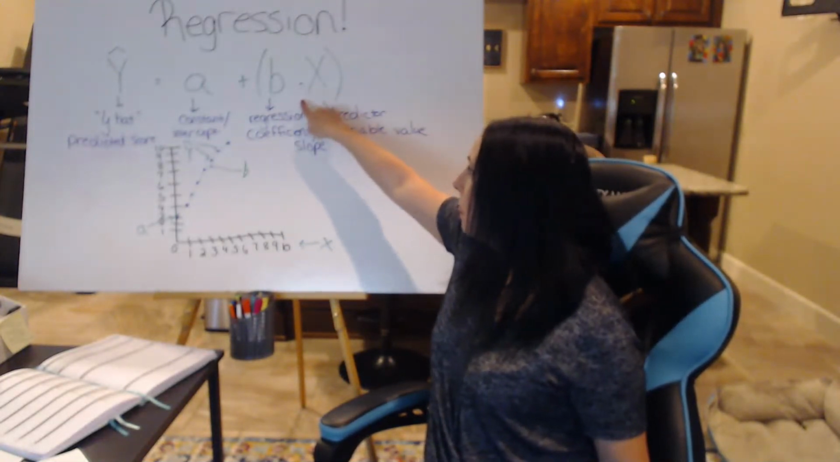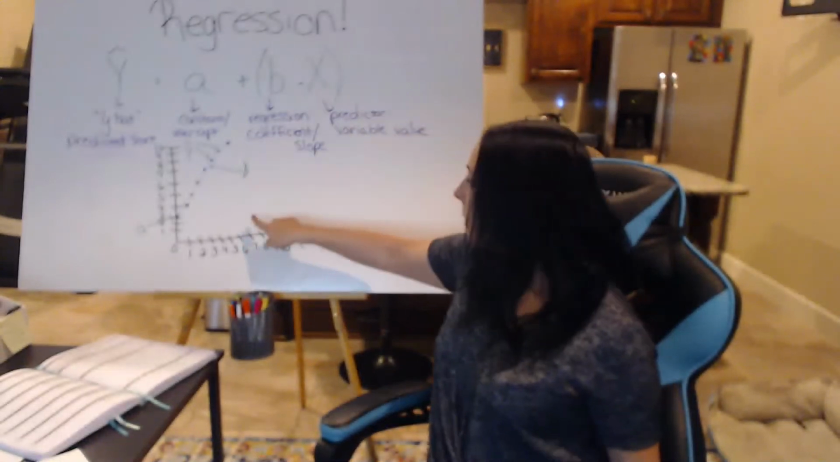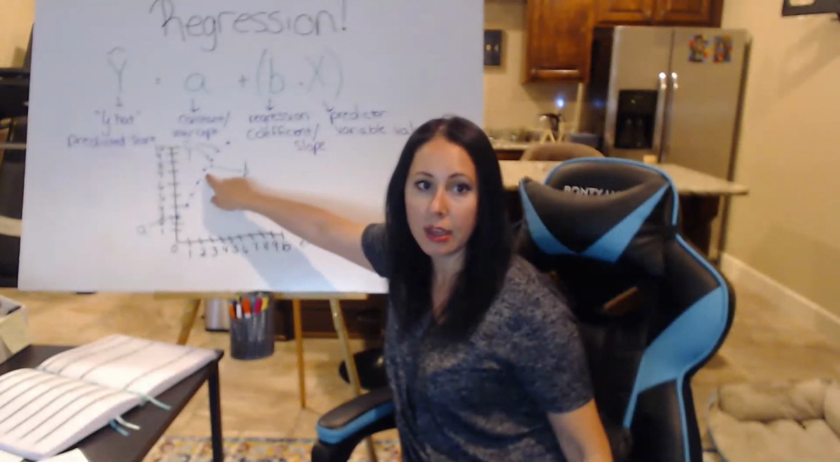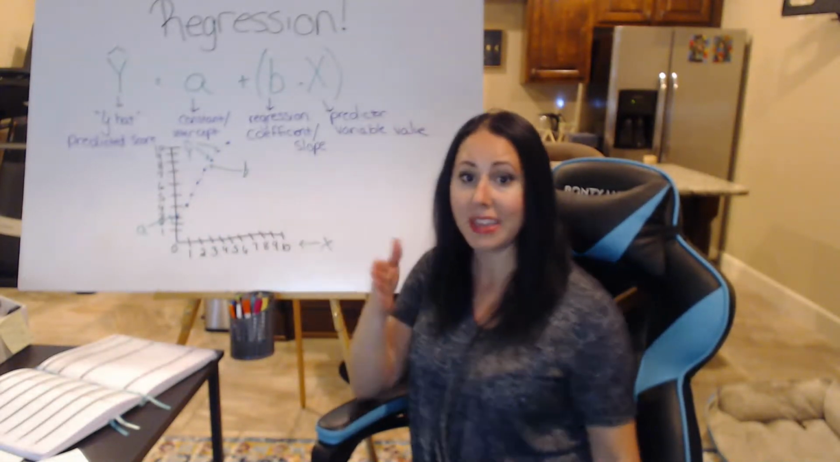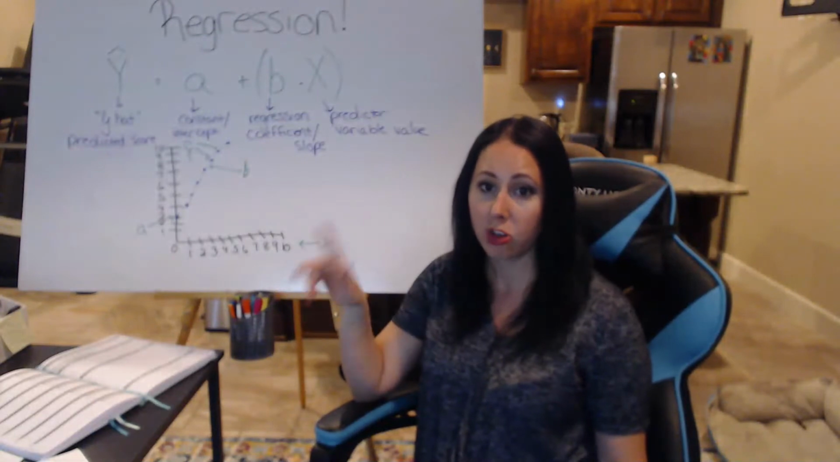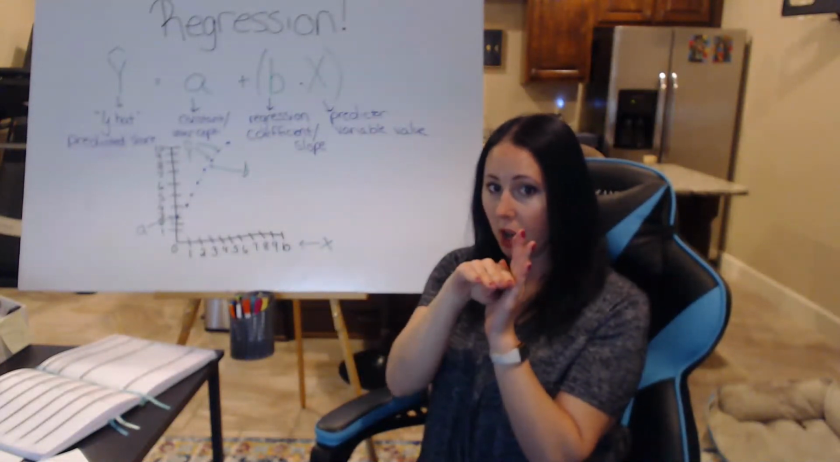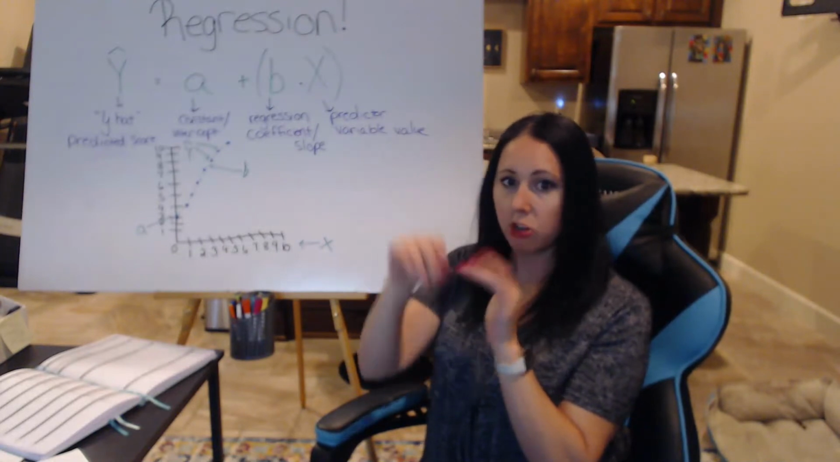So your B, what you're multiplying by X, that is your slope. That is your regression coefficient. Your B is this dotted line between these 2 points. Your B is how much you're going up for each one you go over. It's the number 4. If I've gone over this many, how many do I go up?